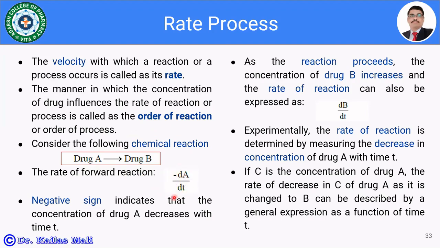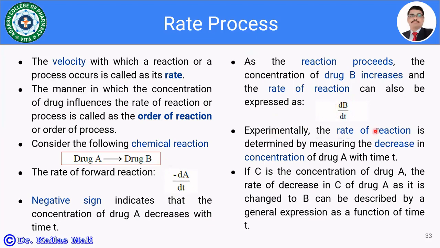As the reaction proceeds, the concentration of drug B increases, and the rate of reaction can also be expressed as dB by dt, as here the positive sign is present, which indicates that the concentration of B is going to increase with respect to time t.